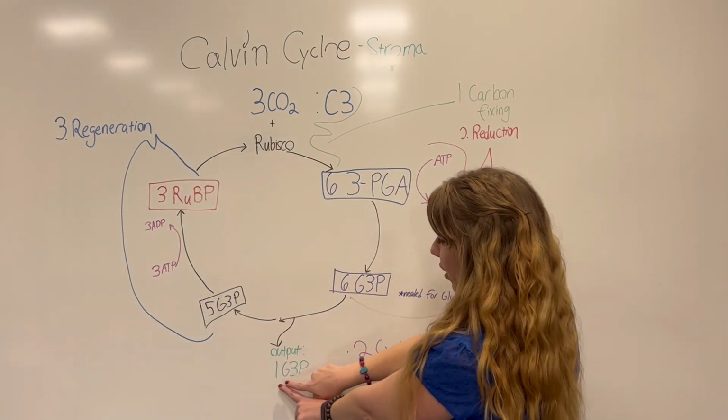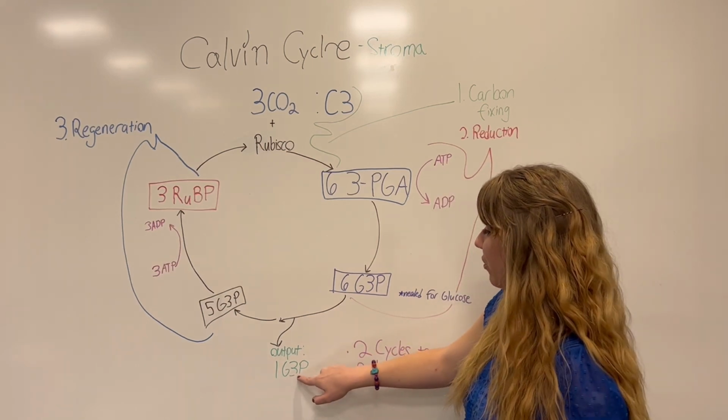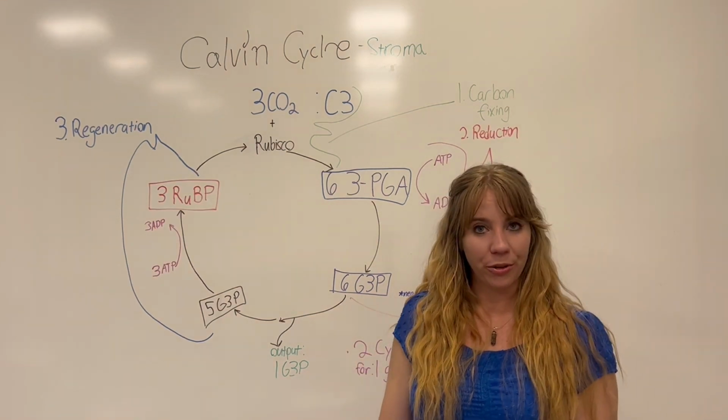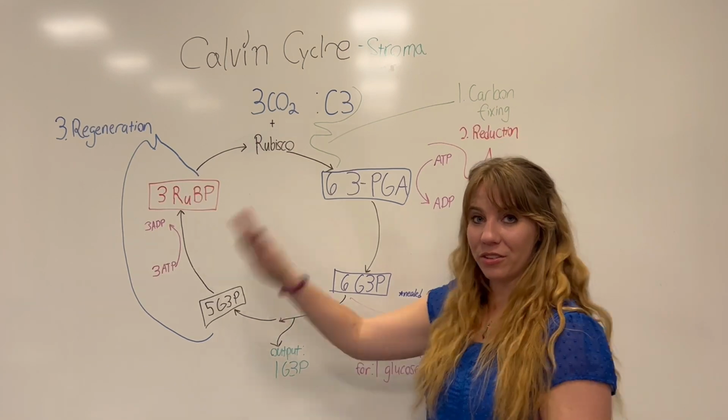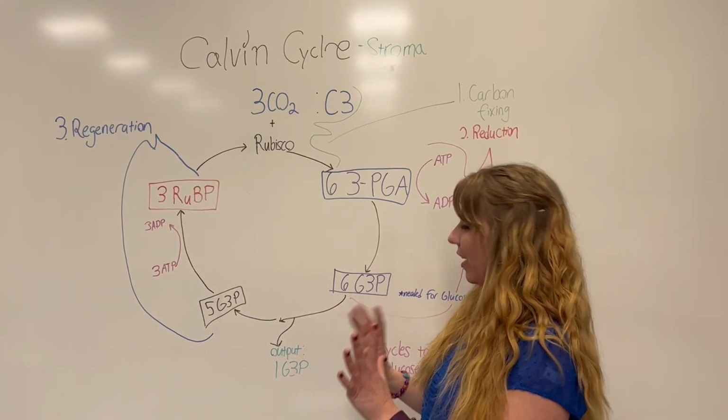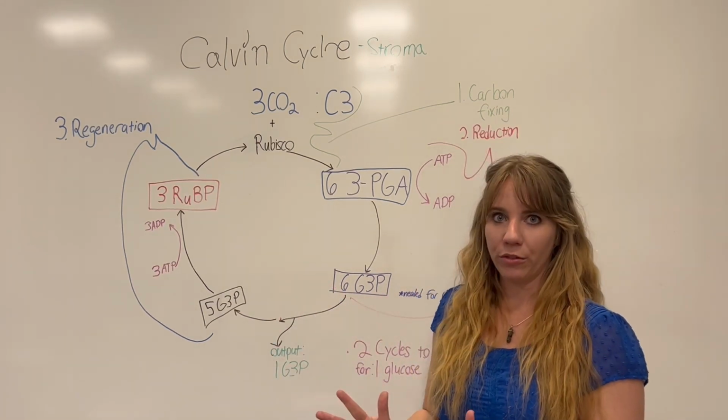But before that, we have one output. We have one G3P, which is what we need for glucose. Yay! This is what we want. This whole pathway, we get a couple of things out of it, but we're really looking for ATP.